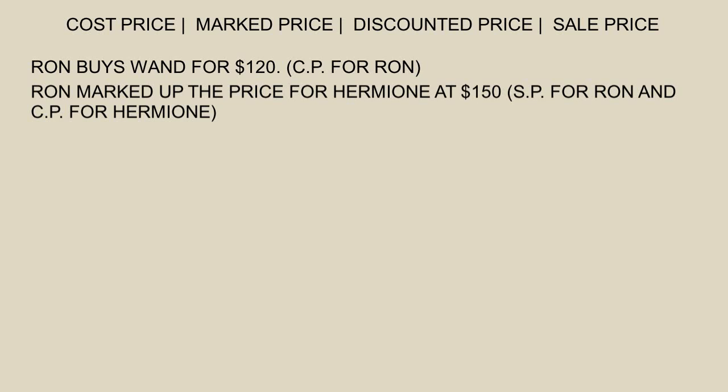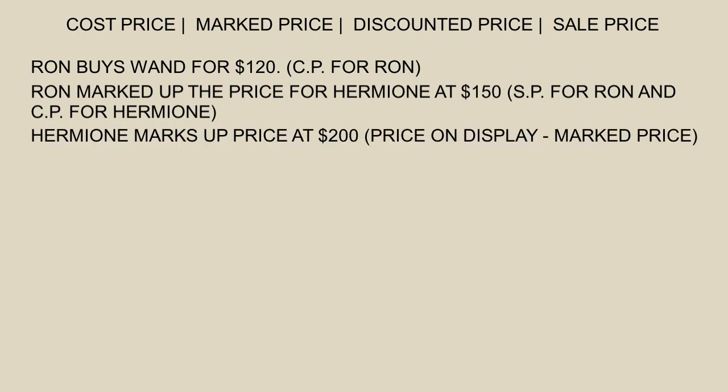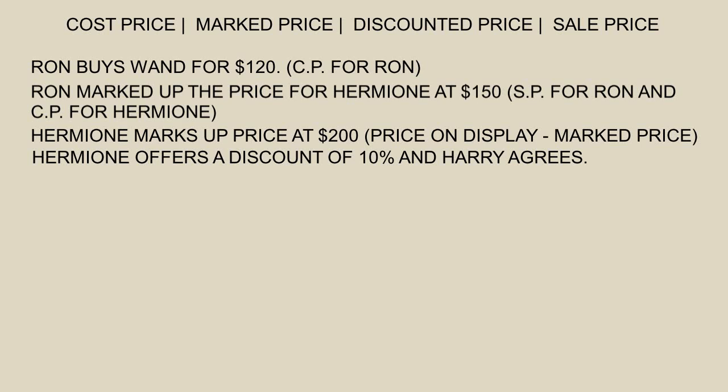Now Hermione wants to make a profit for herself and marks up the price while selling it to Harry. She marks it up at $200. That is a marked price. But then again, Harry wants a discount. So she offers a 10% discount, which Harry agrees to, and that would be the selling price. So what do we have here?